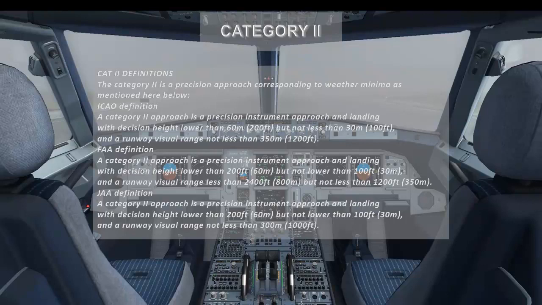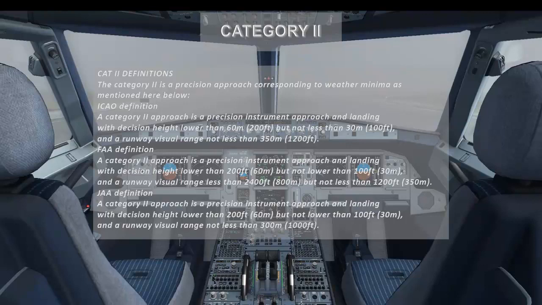1,200 feet. FAA definition. A Category 2 approach is a precision instrument approach and landing with decision height lower than 200 feet, 60 meters, but not lower than 100 feet, 30 meters, and a runway visual range less than 2,400 feet, 800 meters, but not less than 1,200 feet, 350 meters.